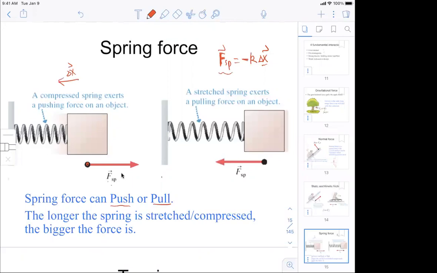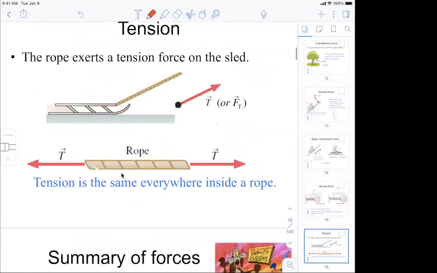Also, the force is proportional to the magnitude of delta X: the bigger the delta X is, the longer you stretch it, the bigger the force it is going to provide. Okay, this is Hooke's law. We will get to that later in the class. But here, all you need to know is a spring force can push or pull depending on which way you are stretching it or compressing it.